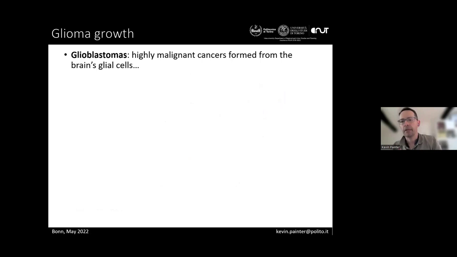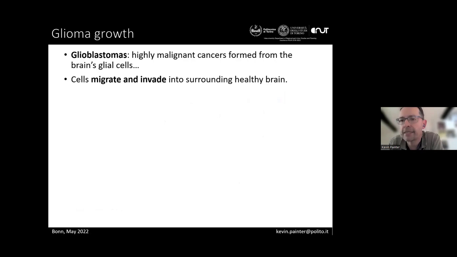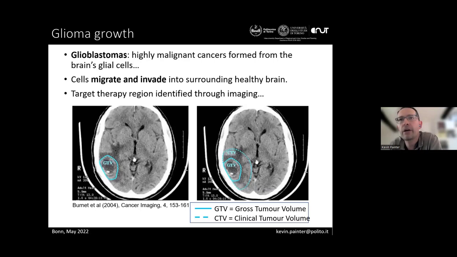So again, to go back to those case studies, the final application that I want to consider is how you can use this to study problems such as invasion, and in particular, the growth of glioblastomas. So these glioblastomas, as I explained in the first lecture, are highly malignant cancers formed from the brain glial cells. And basically the cells migrate and invade into surrounding healthy brain.